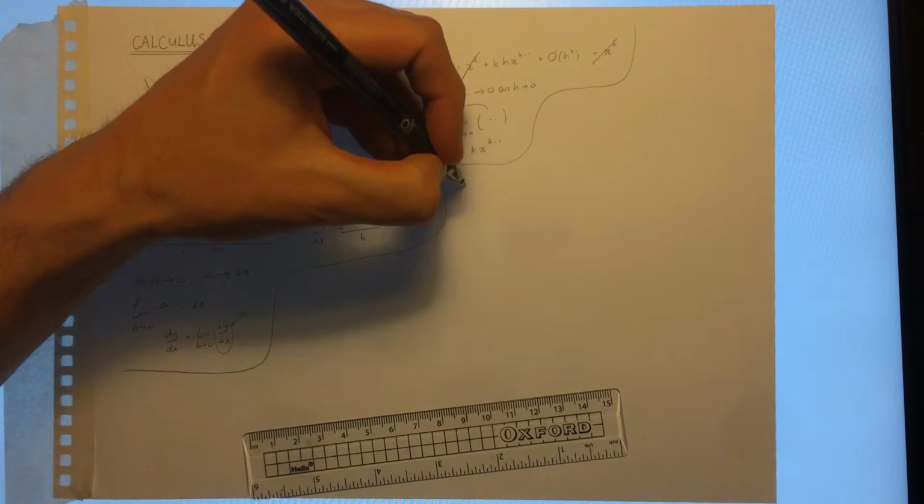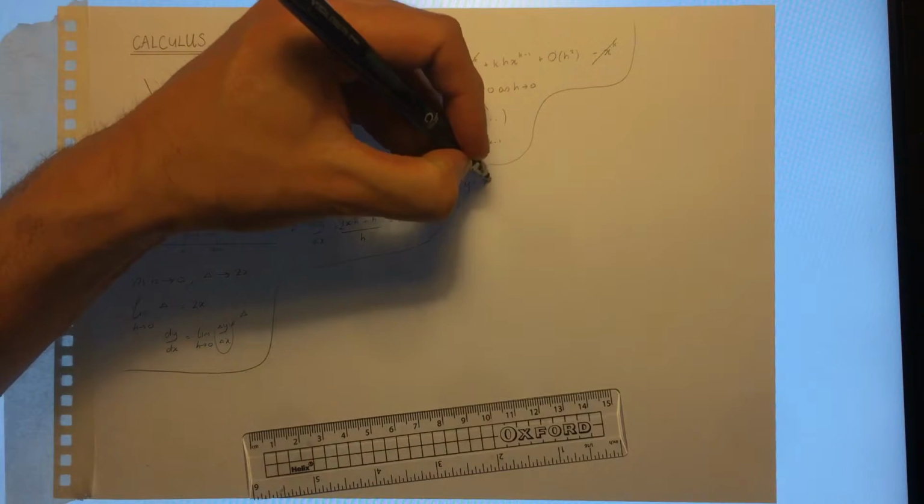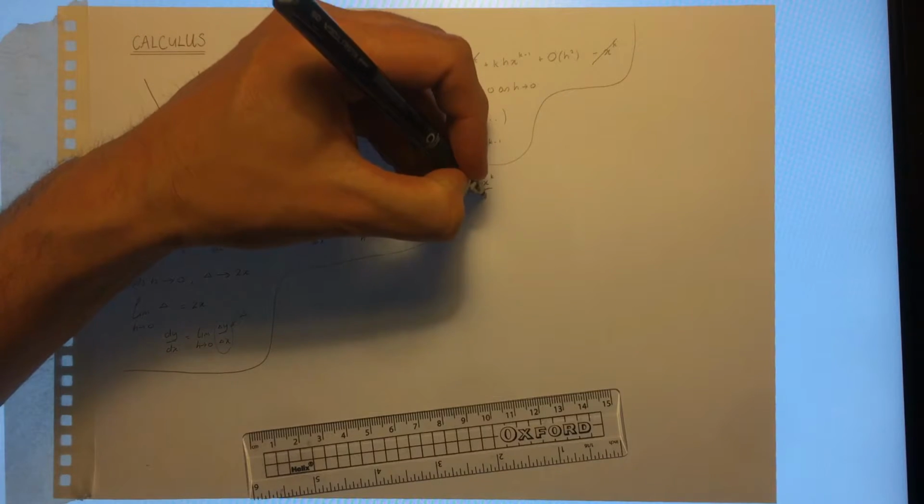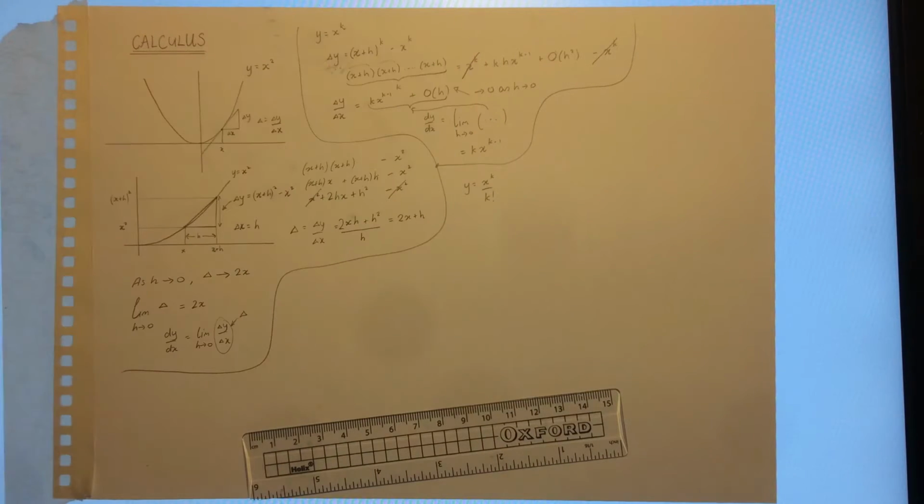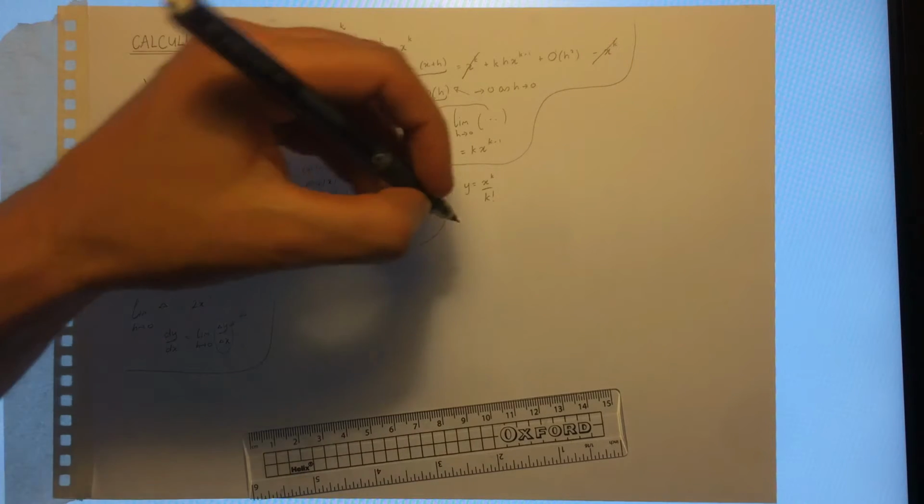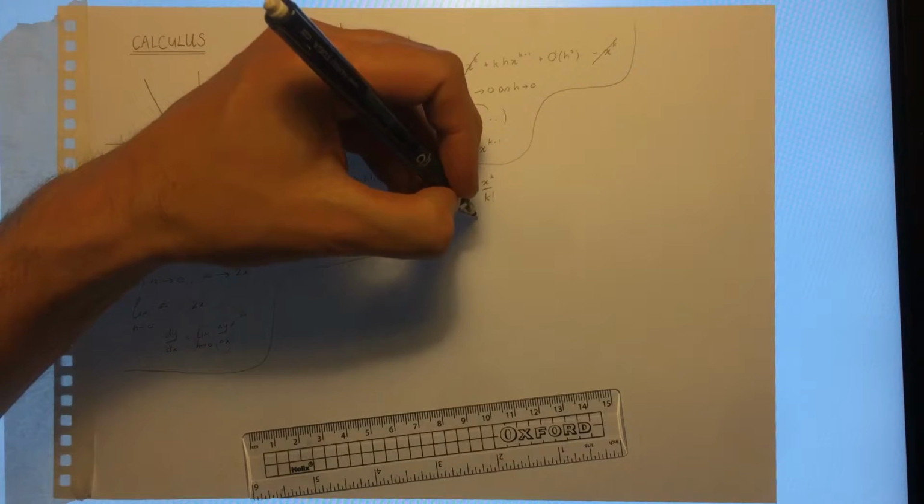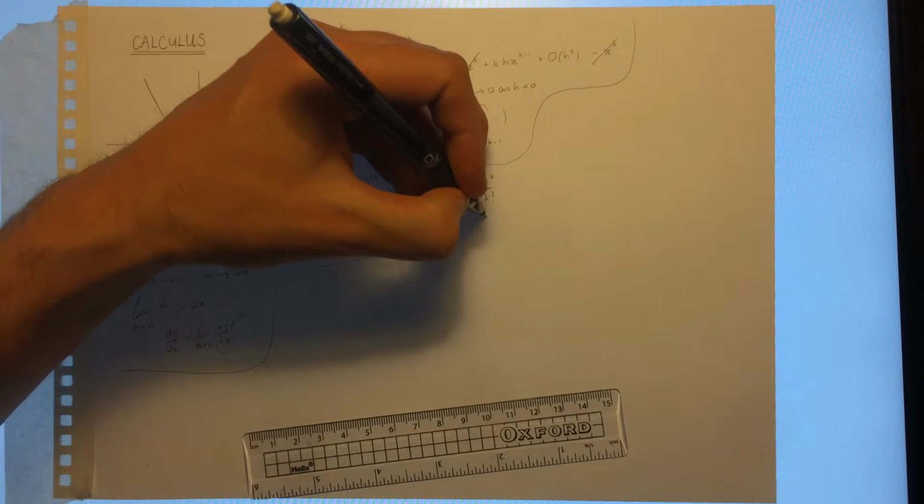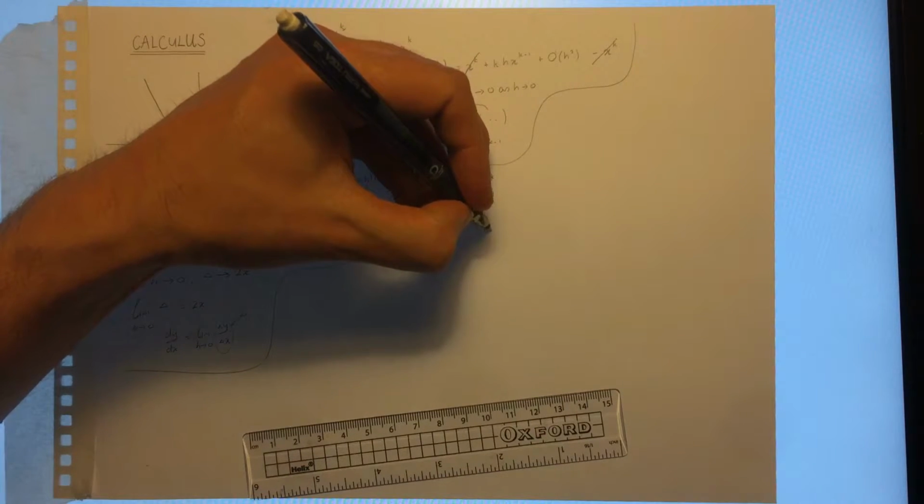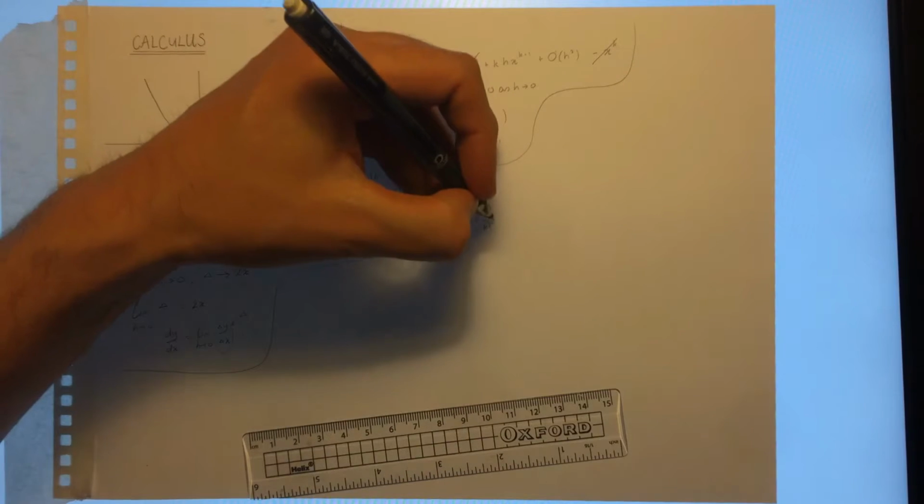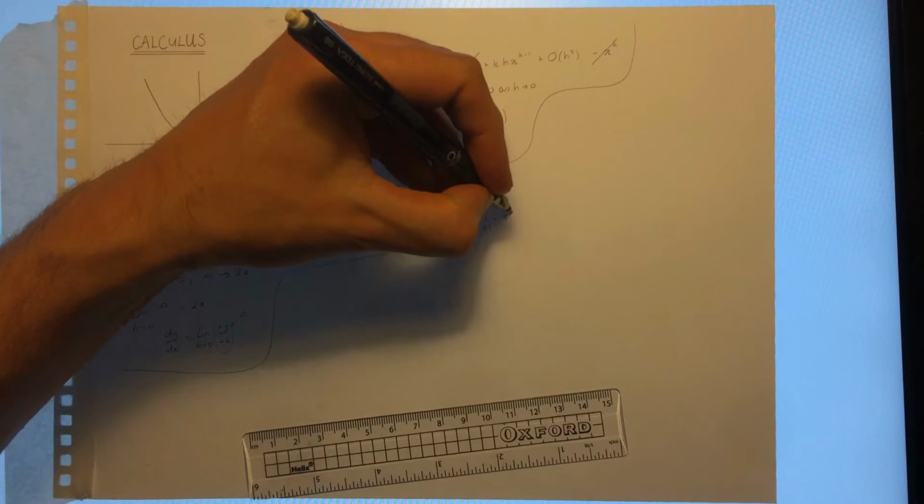What about y equals x to the k over k factorial? What's that going to differentiate to? Well, that's just 1 over k factorial, which is just some number, times x to the k.